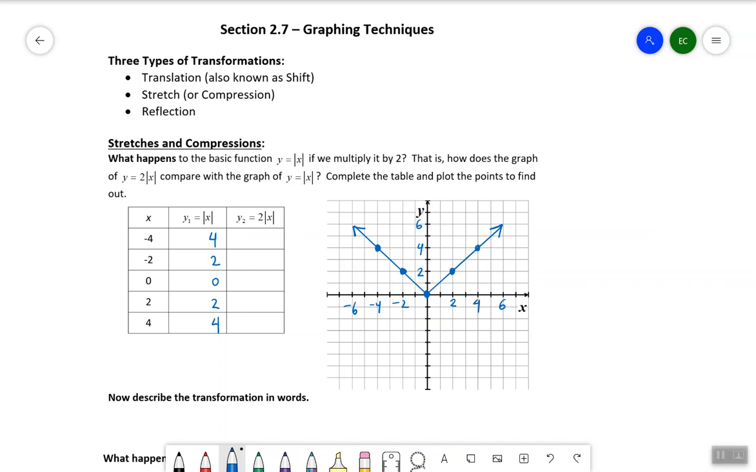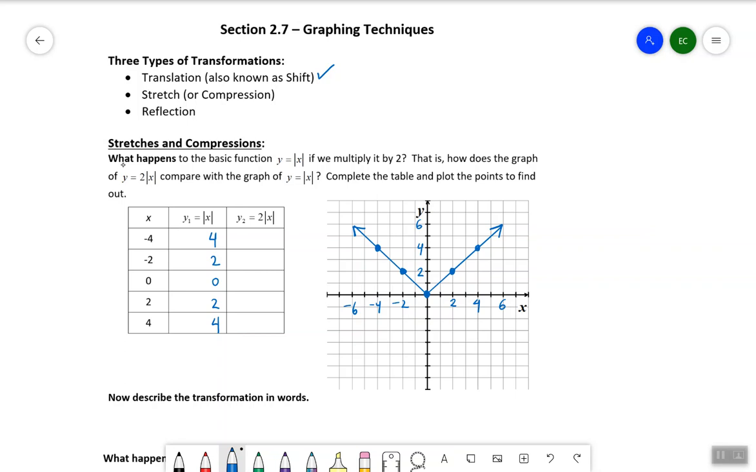We're looking at transformations in section 2.7. We already talked about translations, also known as shifts, and now we want to talk about stretch or compression. So we have a little example here to help us understand it.